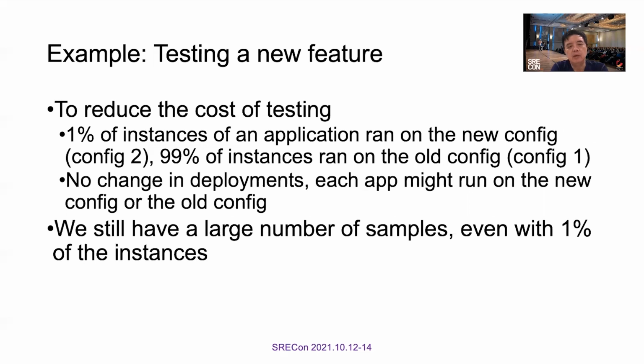For example, in order to test a new feature, we can turn on just 1% of the instances of the application running with a new configuration and compare that with 99% of the instances running on the old configuration. We're not changing any way the deployments are being done. We are not changing any way the application is being launched. That way, we can collaborate with a lot of teams in the data center. And so long as we have a large number of samples, we will be able to evaluate the performance difference.